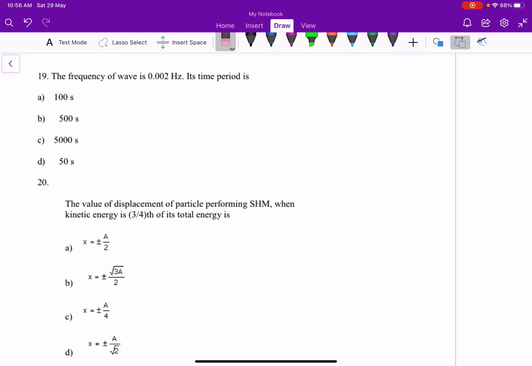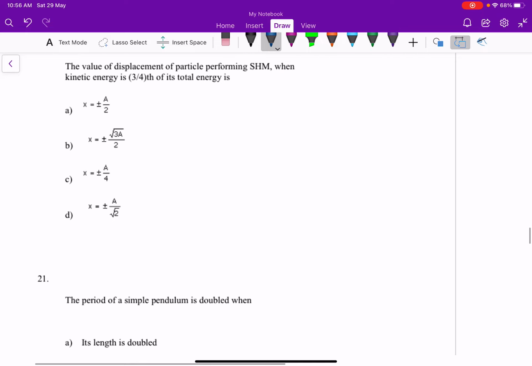The frequency of a wave is 0.002 hertz. What is the time period? Time period is nothing but the reciprocal of frequency, that is 1 by 0.002 seconds. Calculate this one and you will get the answer.